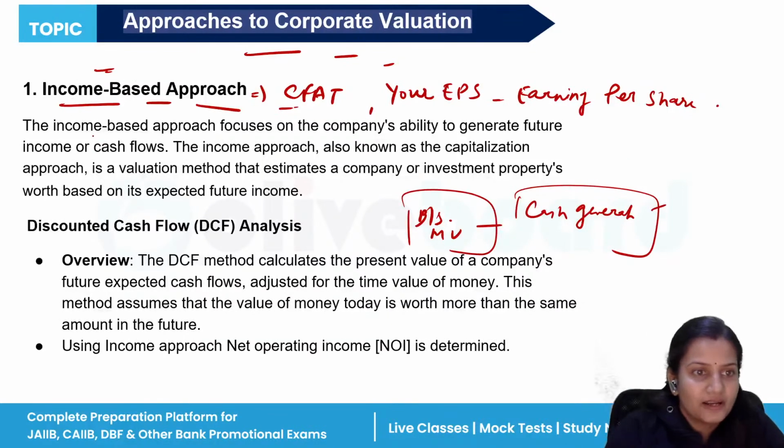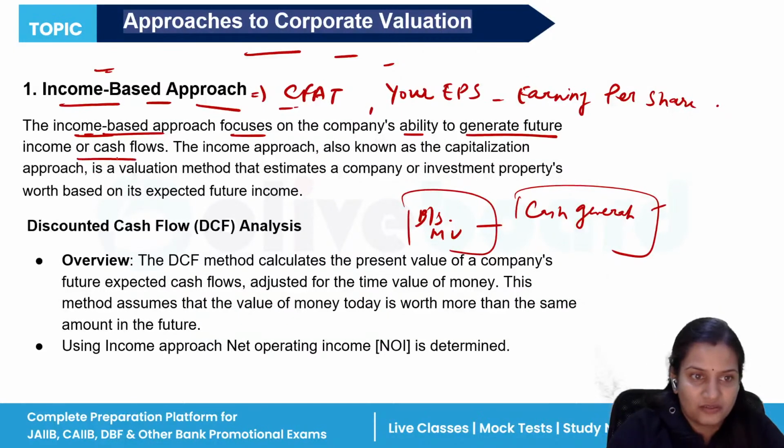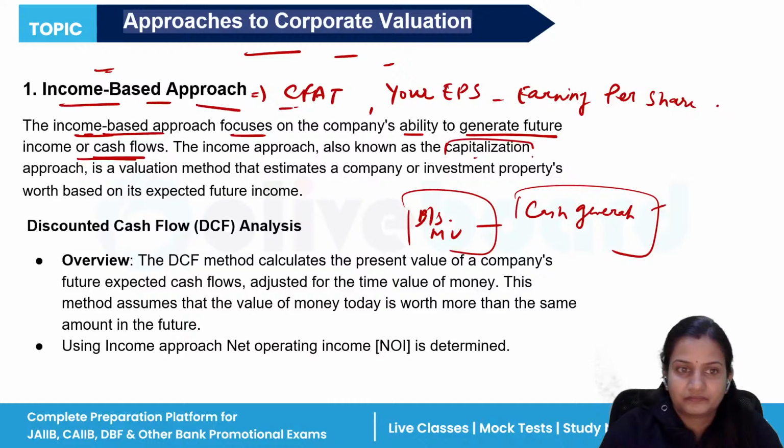Clear? The income based approach focuses on the company's ability to generate future income or cash flows. What are your cash flows? How much more money will you earn in the future? In future, what are your CFAT? We should know that. The income approach, also known as the capitalization approach, helps in estimating a company's or investment property's value. So for this we have discounted cash flow analysis.